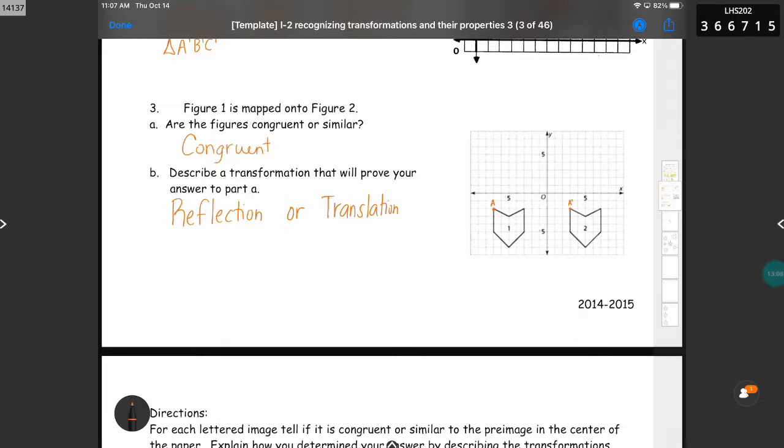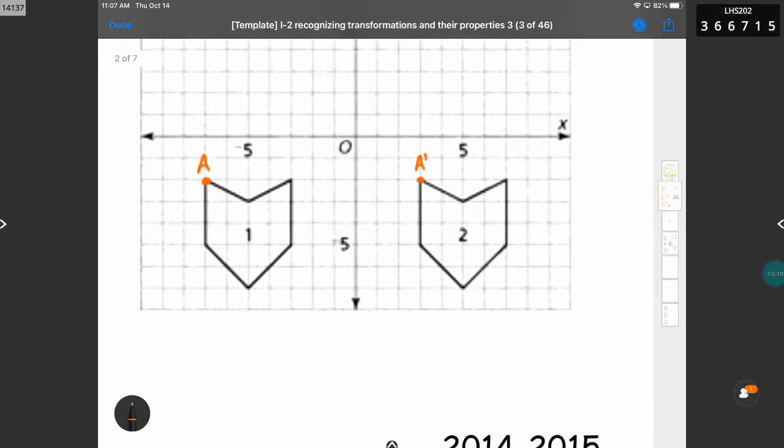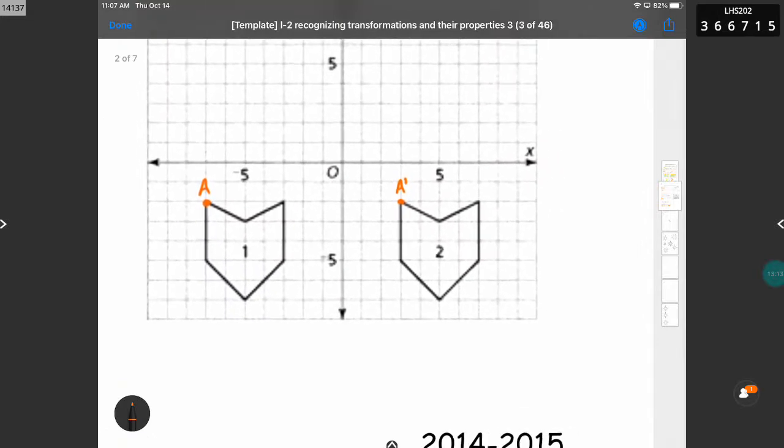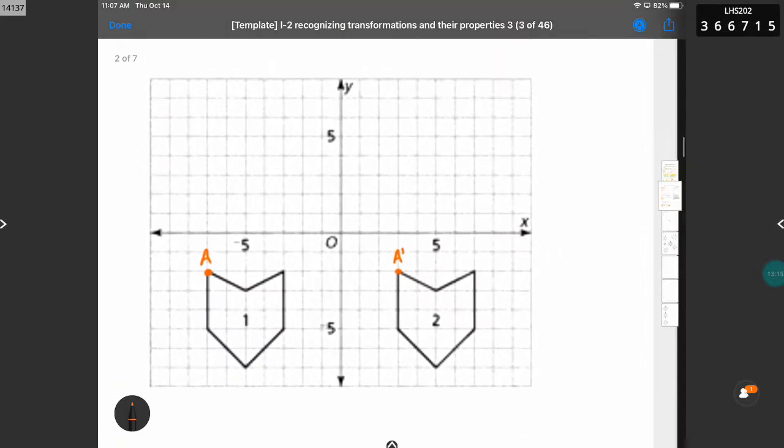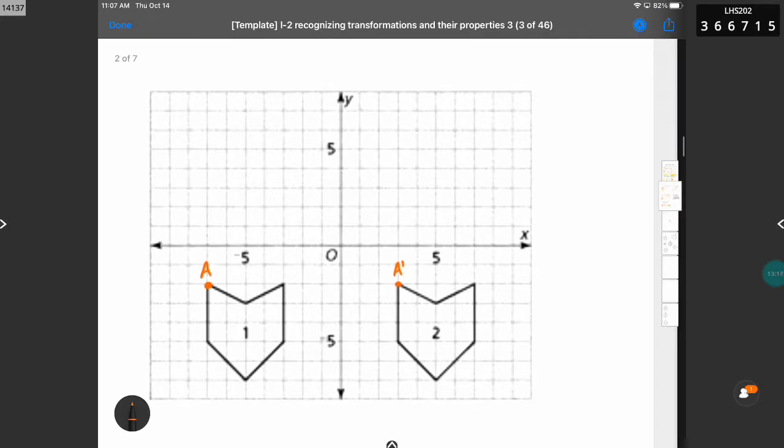I just didn't know if you could go across the y-axis. Oh, absolutely. We will be going across both the y and the x sometimes, and it'll go on an angle like that. If they put the points, it would be a translation. It would still be congruent. Similar is only if it gets smaller or bigger.